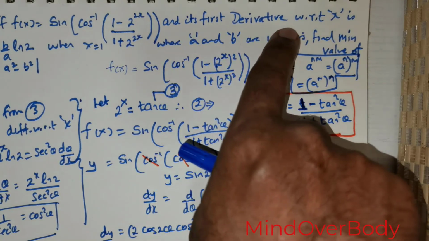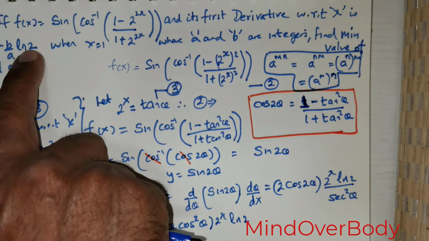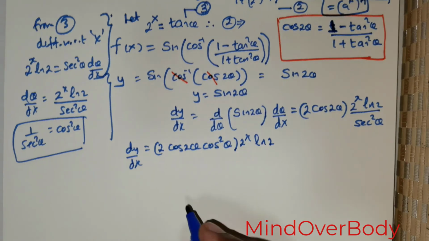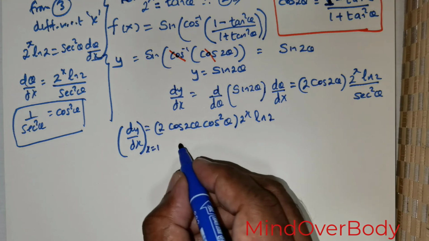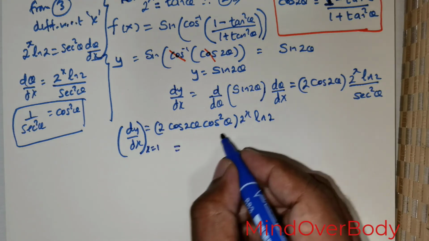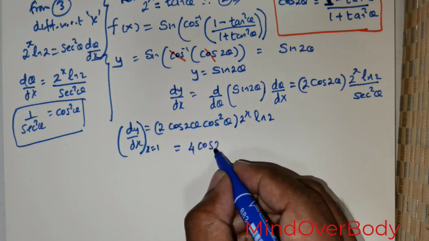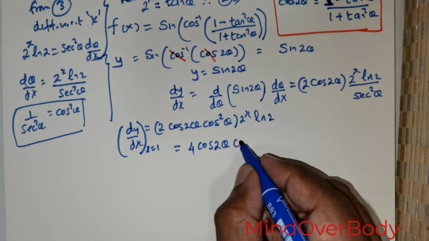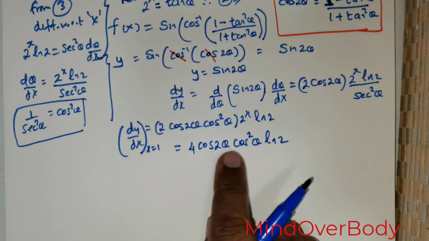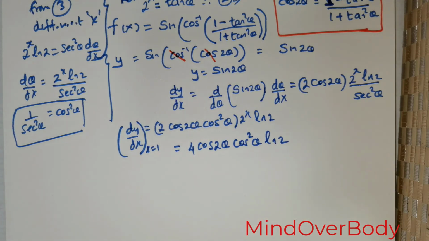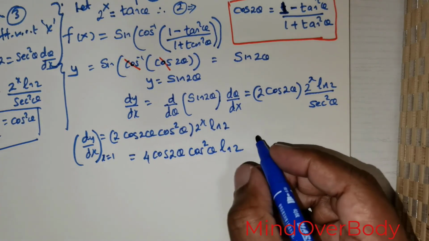It says find its first derivative with respect to x, which is given to be negative b over a ln 2 when x is equal to 1. So at x is equal to 1, what happens? 2 times 2 is 4, and this is going to be cos 2 theta times cos square theta times ln 2. So you got a cos 2 theta and cos squared theta. Now we need to get these values. How I'm going to get these values, I'm going to show you in a minute.